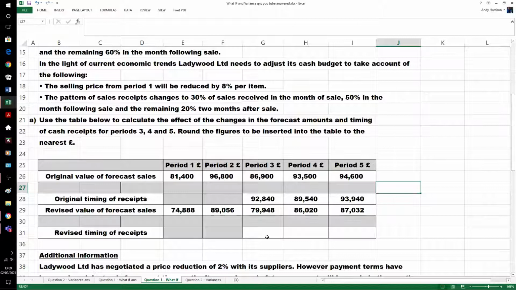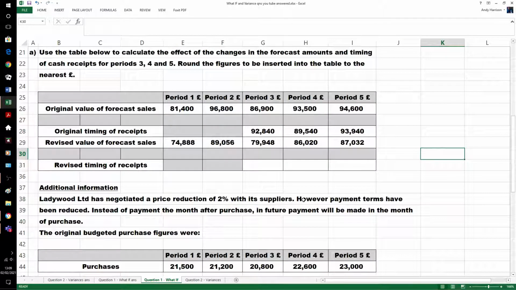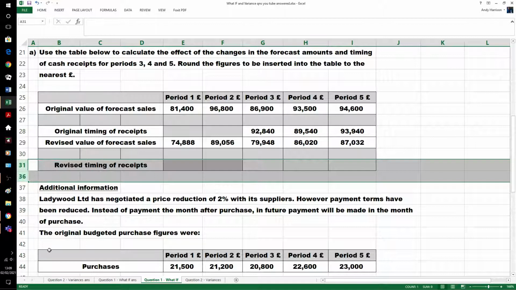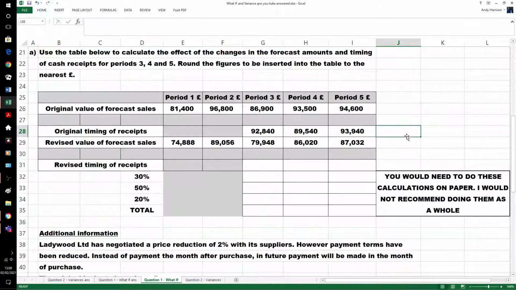So now we need to work out the revised timing of the receipts. Now it's got a bit more complicated. Some at the same month, some the following, some the month after. So I'd always recommend a bit of line paper or something, or a little table. Trying to do these in your head in the exam is a recipe for disaster. And if you're not writing down your calculations, when you come back to check your numbers, you've got to start again effectively. So the 30% is for the month of sale.